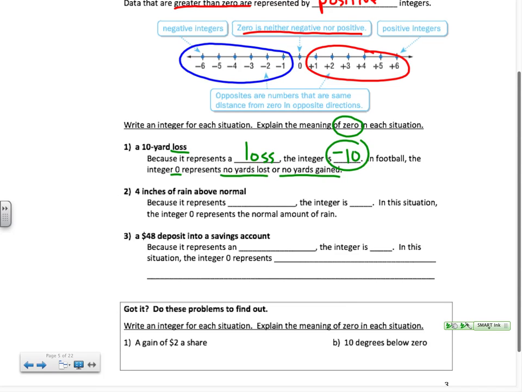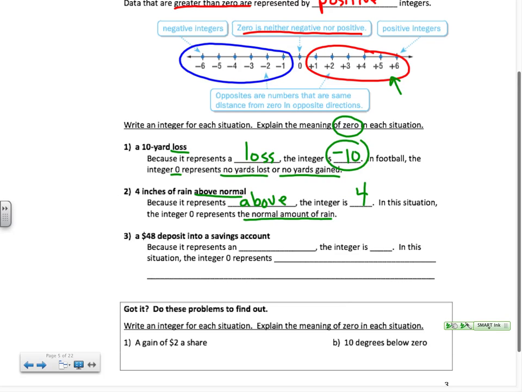All right, number 2, 4 inches of rain above normal. Is that going to be a positive integer or a negative integer? Everyone? Positive. Okay, so because it represents above, that's our word for positive, the integer is 4. In this situation, the 0 represents the normal amount of rain. So we're comparing 4 to 0, which would be the normal amount of rain. Sometimes you'll see a positive sign in front of that, like up here on your graph. But if there's no positive sign, we just automatically know it's positive.